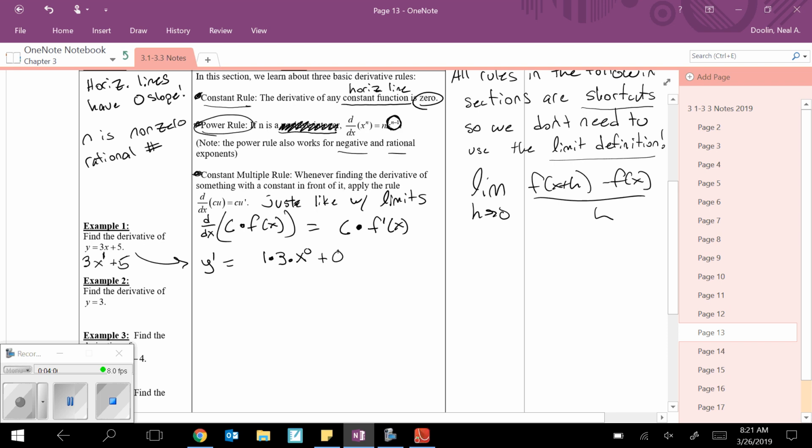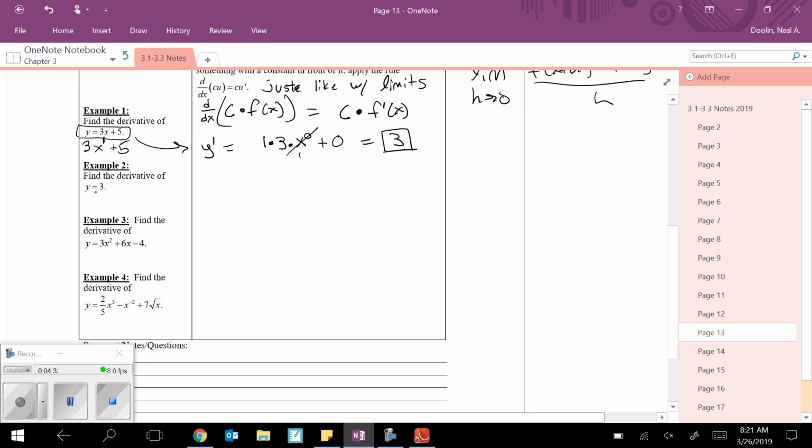So let's clean this up a little bit. Anything to the 0 power is really 1. So we're left over saying our slope here is just 3. Which that makes sense, right? That's why I chose to start with a linear function. You can see the slope here is 3. The y-intercept is 5. So it should make sense that the derivative everywhere is 3 because the slope of a linear function doesn't change.